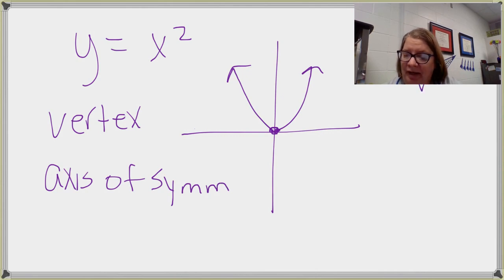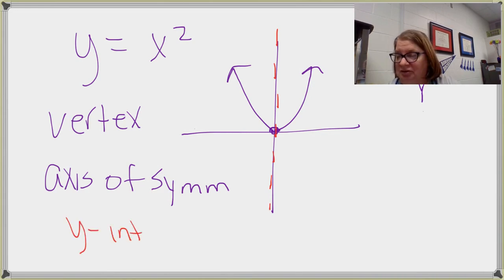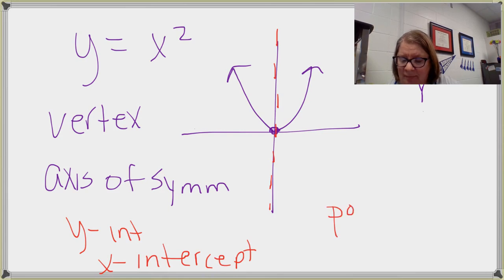When we did absolute value, we had an axis of symmetry that went down the middle. Same thing for quadratics. These parabolas have an axis of symmetry, which is a line that divides the parabola into 2 equal parts. What else do we have? A y-intercept. That's where it crosses the y-axis. The x-intercept is where it crosses the x-axis. And we've got a point symmetric to the y-intercept.